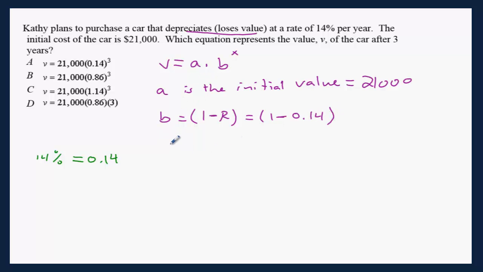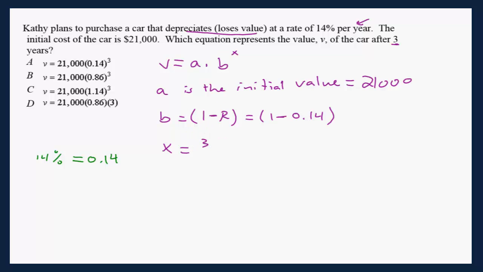And now the x. X is the number of times the car depreciates or loses value. Let's reread this question one more time. The initial cost of the car is $21,000. Which equation represents the value of the car after 3 years? The car depreciates every year, and after 3 years, the question is, how many times did the car depreciate? 3 times, because it depreciates 14% every year, and after 3 years, that's 3 over 1, which is 3. X equals 3.